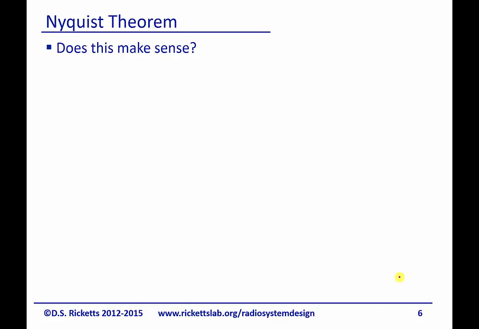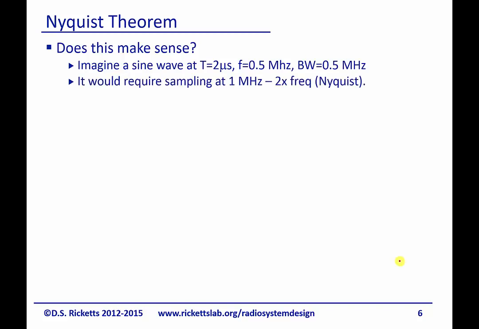Okay, now let's get back to this. Makes sense that we can transmit symbols at twice the bandwidth of a system. So let's imagine we have a sine wave that has a period of 2 microseconds, and so its frequency would be 0.5 megahertz, and its bandwidth, we'll say, is 0.5 megahertz. We're talking about a single tone here, but I think we can understand that.